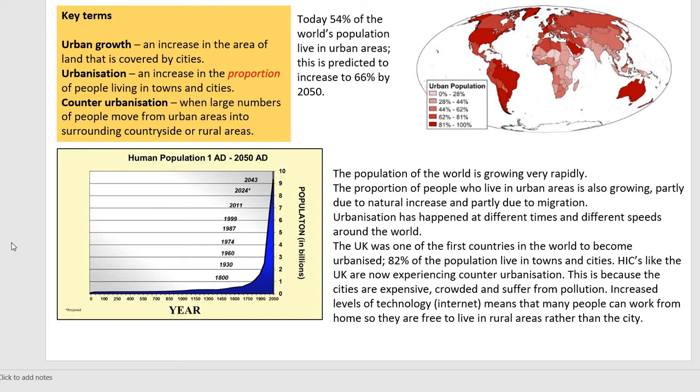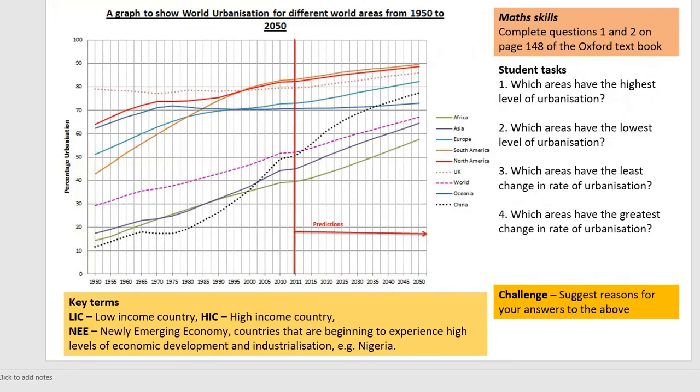The next thing that I want us to look at is on the next slide, slide 5, and it is this graph, which on first acquaintance looks really complicated, but it really isn't. It's simply showing you the urbanisation for different areas of the world and how it's changed from 1950 to 2050. Now 2050 is in the future, so part of this is predictions. This red line shows you where the known data finishes. It's a little bit old, it's from 2011, but everything to the right of this line is a prediction, and everything to its left is the known data.